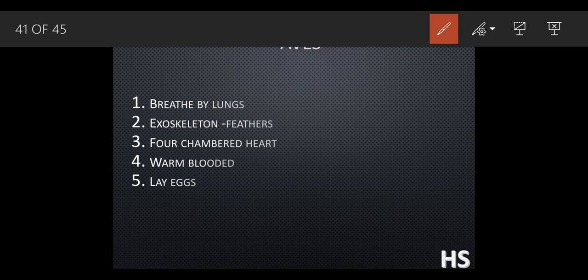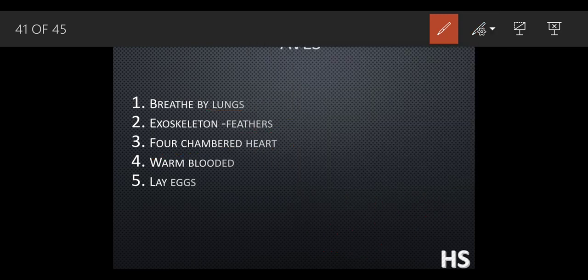Aves. Now this Aves class is related to birds. See, birds breathe from the lungs from the very start. Their exoskeleton means the feather. Exo means the outer side of the skin. The outer side of the skeleton is made up of feathers. There is a 4-chambered heart. See, 4-chamber means what? This: 1, 2, 3, 4. They have a 4-chamber heart.